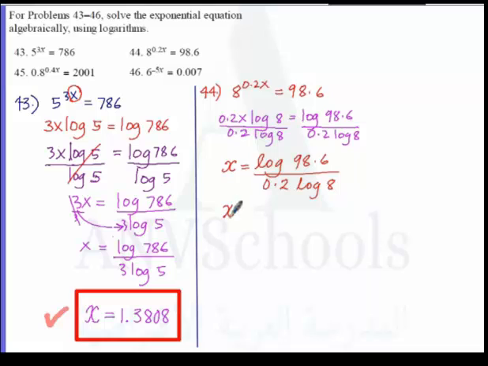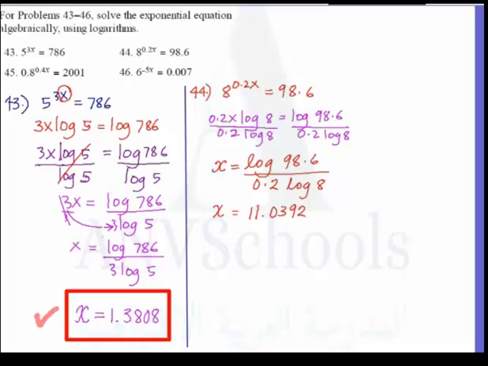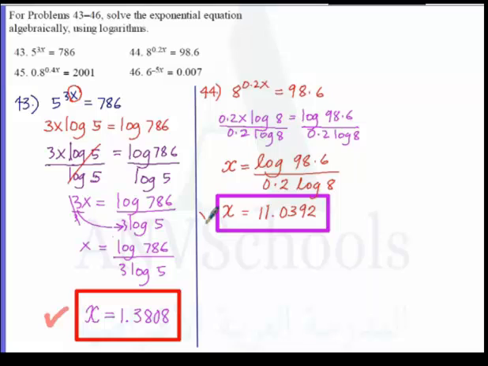And that will give me, if you have your calculator with you, let's solve it together. So log 98.6 divided by 0.2 log of 8. And that gives me 11.0392, rounded off to the nearest 10 thousandths. So that is my answer for number 44. And if I want to verify whether I've got the right answer, I'm just going to substitute my x is equal to 11.0392 to the x here.